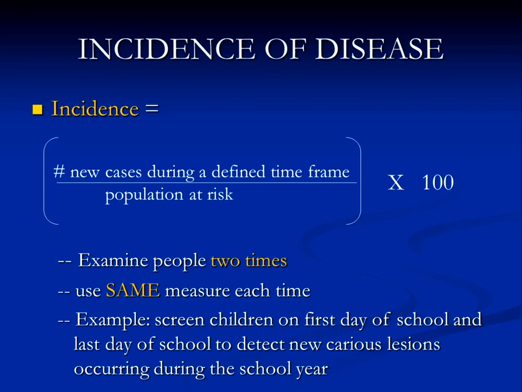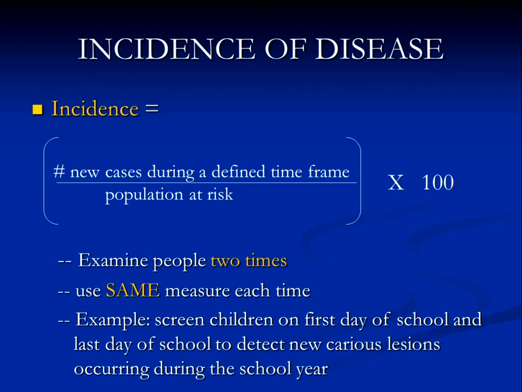So then I come back on the very last day of school, and I am going to collect the data on the very last day. And what I found was that during the school year, there were 20 new cases of dental caries that happened in the sixth grade year. So what I would do to determine incidence would be, I would put 20 in the numerator, because those were the 20 new cases that happened between the first day of school and the last day of school.